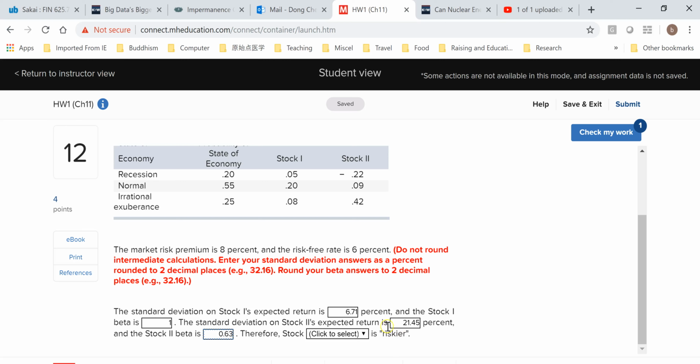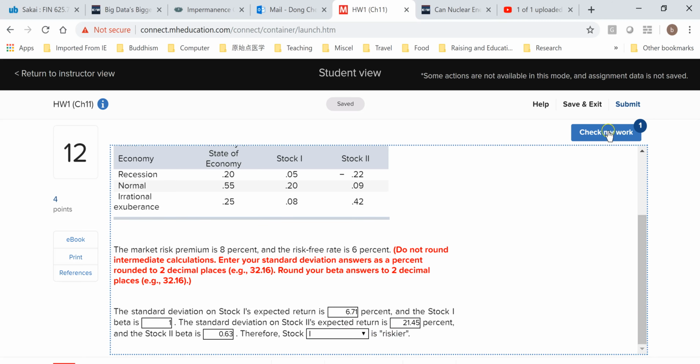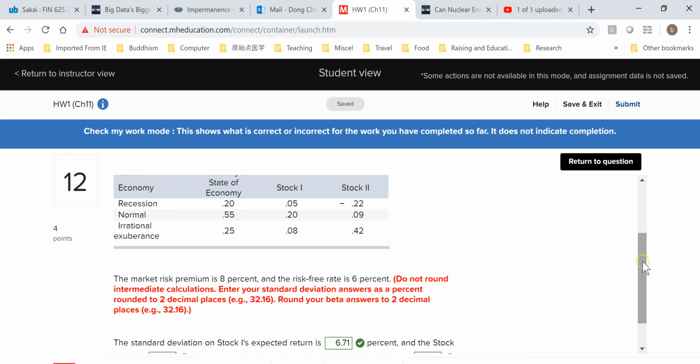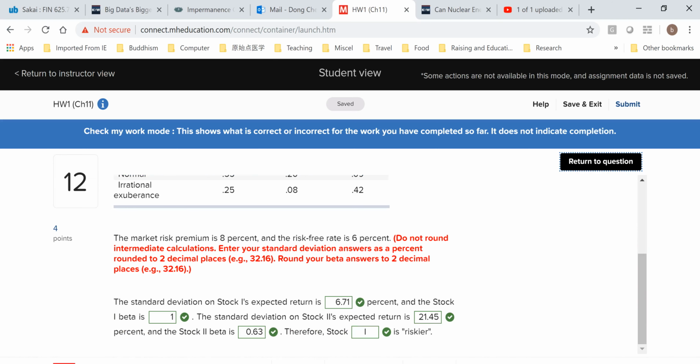So in this case, which stock has a higher systematic risk? It's stock 1, right? Because it has a beta of 1, but stock 2 has a beta of only 0.63. So you can see that even though the standard deviation for stock 2 is higher, stock 2 actually is the less risky asset because its systematic risk is lower. So stock 1 is riskier. Check my work. Okay, we got every number to be right.